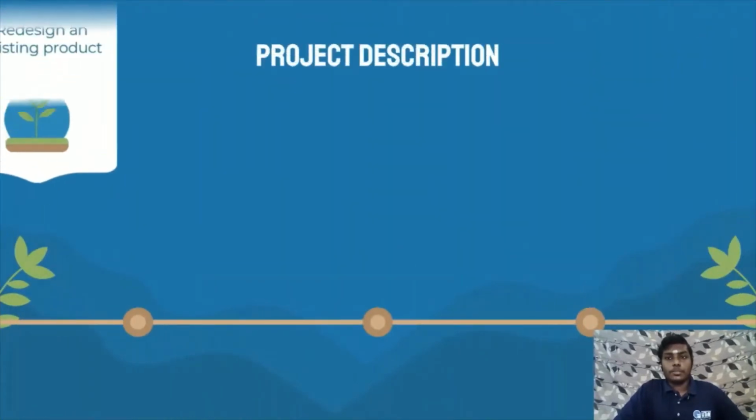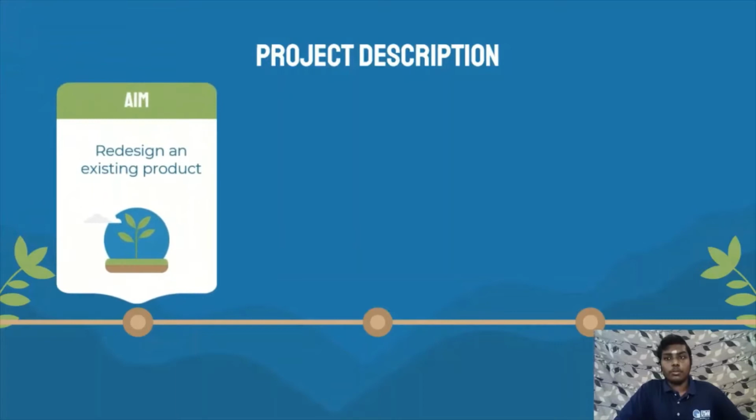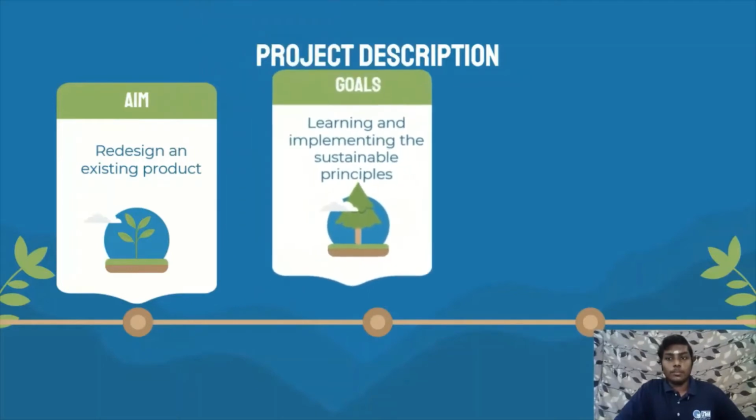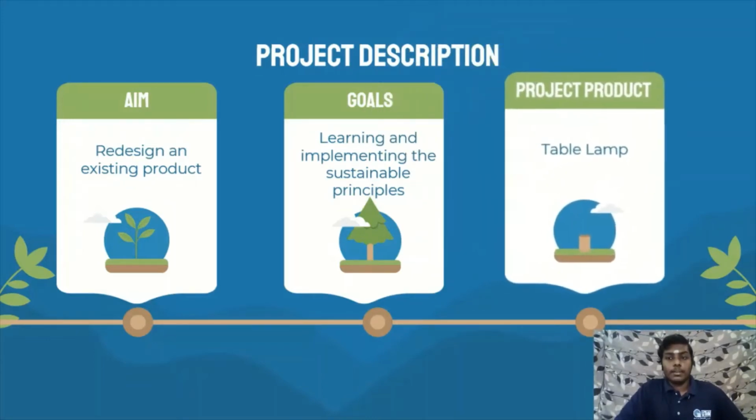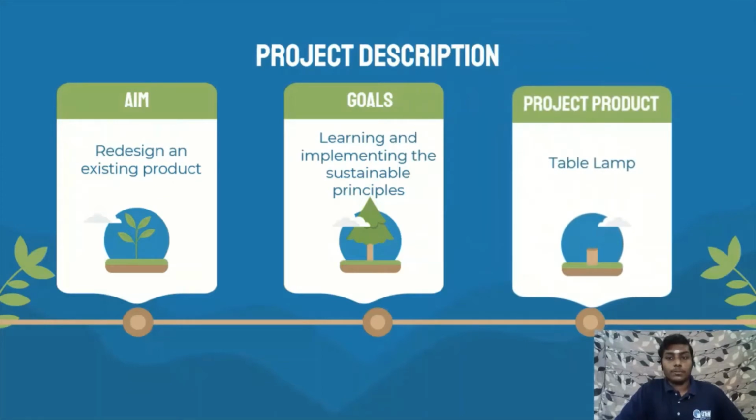Now, I would like to explain the project description. The aim of this project is to redesign an existing product to improve its environmental sustainability and to reduce the environmental impact in the manufacturing of the product. The goal is to learn and implement manufacturing sustainability principles in order to complete this group project, such as design for manufacturing and assembly DFMA, design for disassembly DFD, design for environment DFE and more. We have chosen the table lamp as our project product, redesigning it into a more sustainable product.